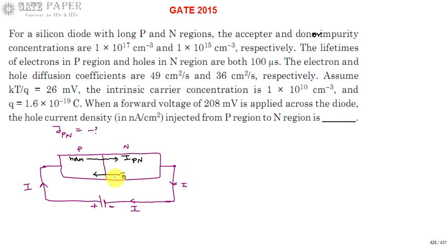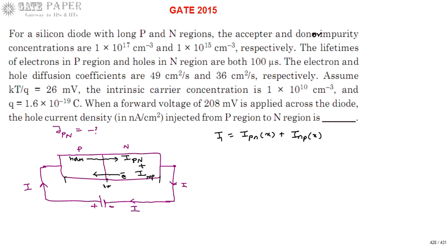Electrons are moving in this direction, but the conventional current direction is opposite to the electron direction. So you can write I equal to I_NP. These are the two currents, and the sum of these two currents is the total current. So always you can write I equal to I_PN of X plus I_NP of X, where X is the distance from this point to this point.